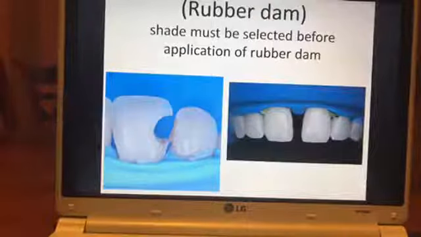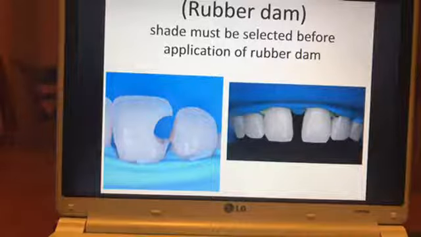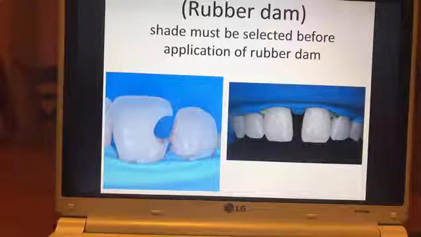Always select the shade before using the rubber dam. Why? Because after you put the rubber dam, the tooth becomes lighter due to dehydration. Why? Because the enamel is composed of how many percentage of water? It's 4%. So from this 4% of water, there is 1% loosely bounded water that is easily lost when you put the rubber dam. So now you can see already the tooth becomes brighter.